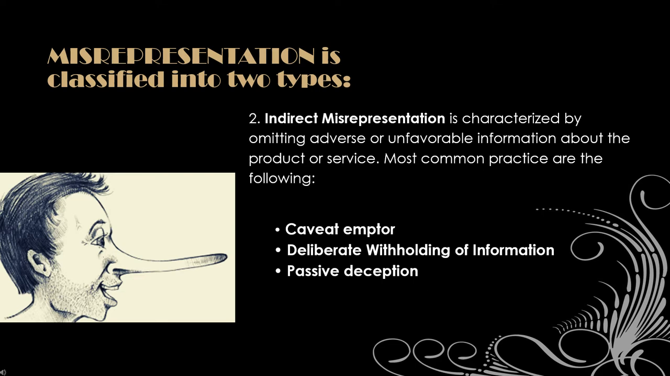Direct misrepresentation gives business a bad name, while indirect misrepresentation or passive deception is not as obvious. It contributes to the impression that businessmen are liars and are out to make a fast buck. Business ignorance is a passive deception because the businessman is unable to provide the customer with the complete information that the latter needs to make a fair decision.